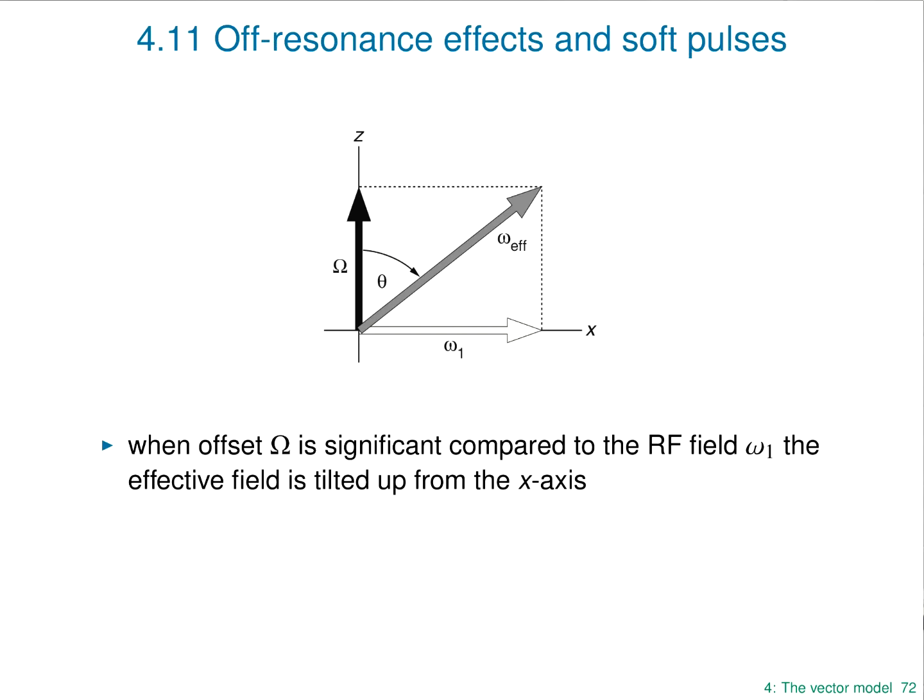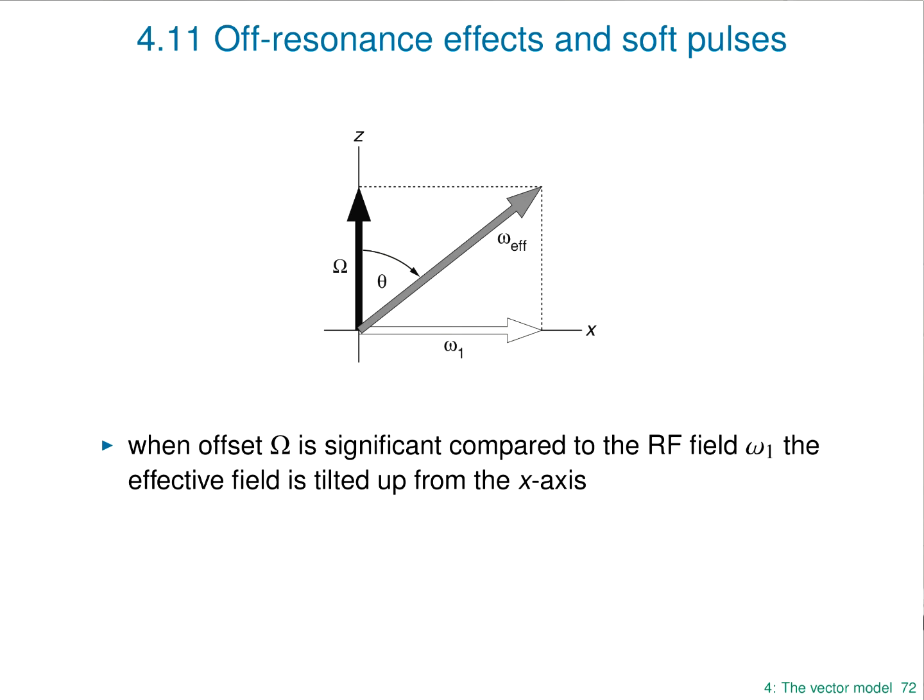Now I want to come back to thinking about this business to do with the effective field. So it's this diagram here we had, where the spins experience this effective field, which is the vector sum of the offset omega and the radio frequency field little omega 1. Remember we said that if you were on resonance, or if you had a strong pulse or a hard pulse, then basically you can ignore big omega and the effective field lies along the x-axis. And then you end up with quite a simple picture.